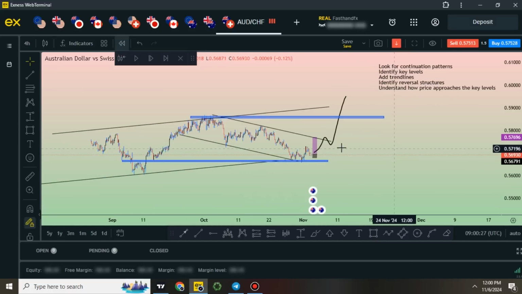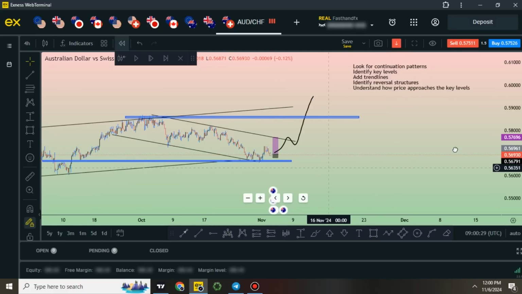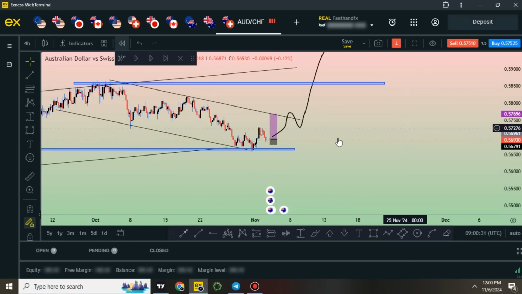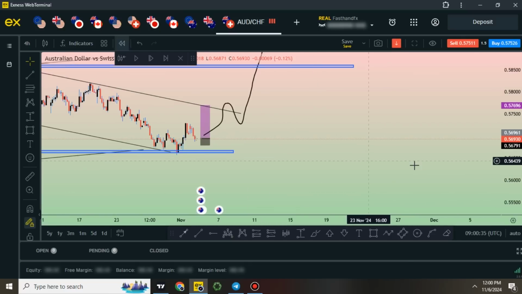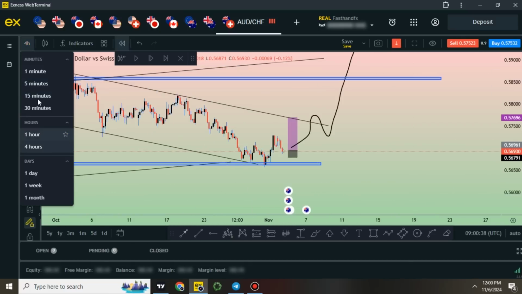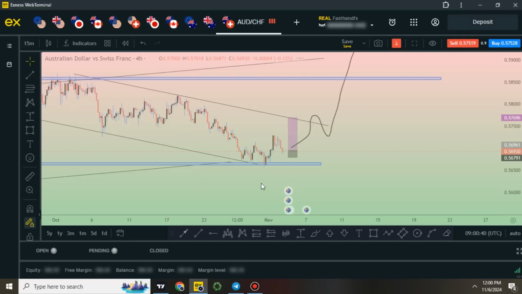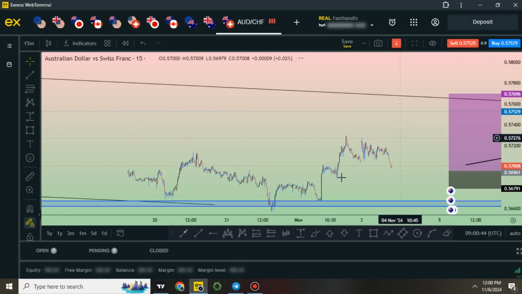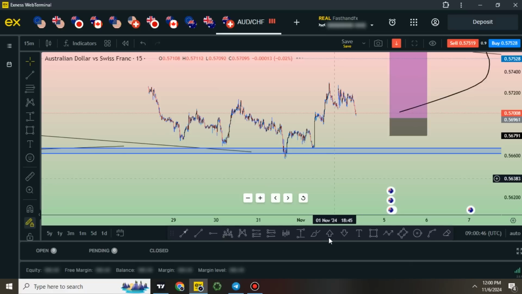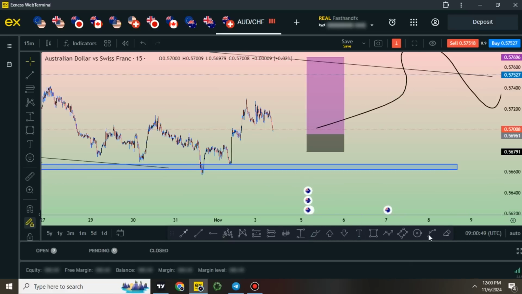So when I went to the lower time frame, I'm talking about the 15 minutes now, I was looking for possible ways to go in. I'm looking for my entry proper. Let's take it back to the 15 real quick. Let's hit the 15 right there. I'll need to remove this.